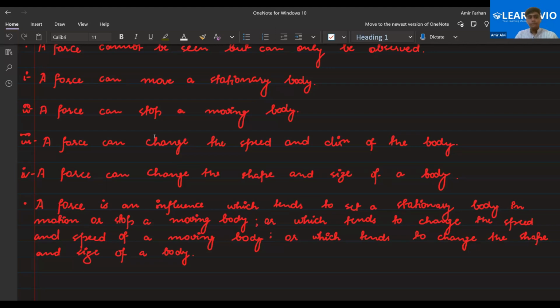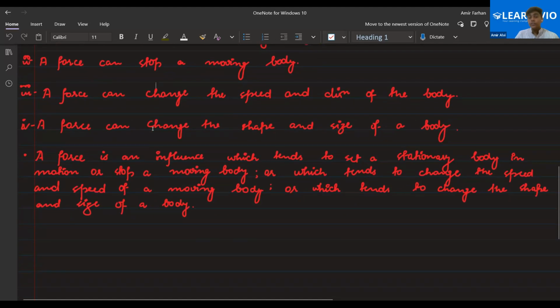Clear? That's great. Next, a force can change the speed and direction of a body. You must have seen that when a ball is thrown to the batsman and the batsman hits the ball, the direction of the ball changes. If the ball is traveling in this direction towards you, but when you hit the ball, it will travel towards me. The direction will change due to that. Clear, everyone? Because the bat exerts force on the ball, the direction as well as the speed changes. Right, everyone?